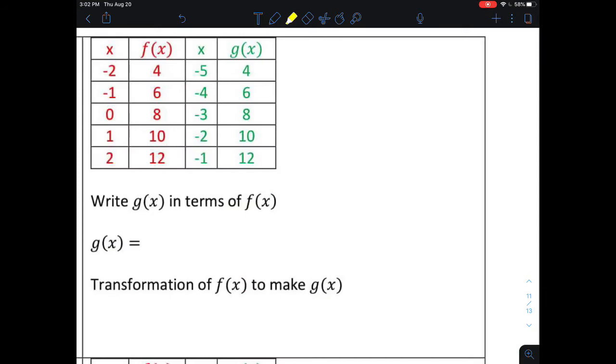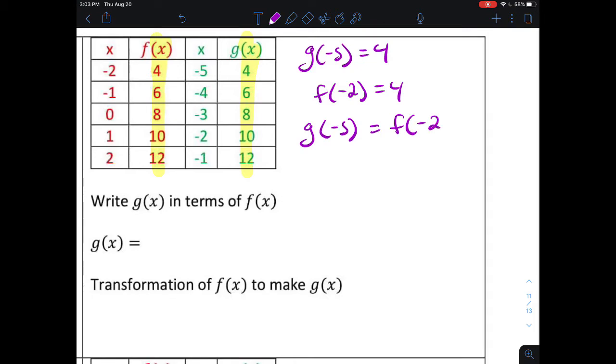Now let's look at another table here. I'm scanning to see if there are any similarities in the table, and the outputs of f and g are the same here, and what's different are the x values. So both f and g have the same values but at two different x's. For instance, g of -5 equals 4, and at the same time f of -2 equals 4. So g of -5 equals f of -2.